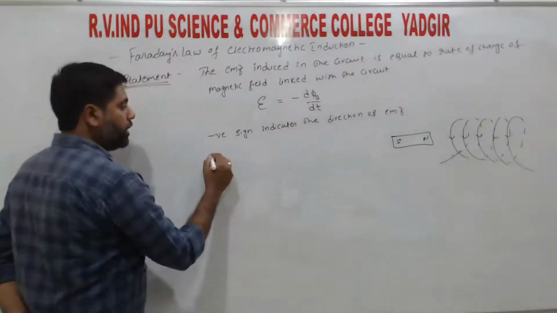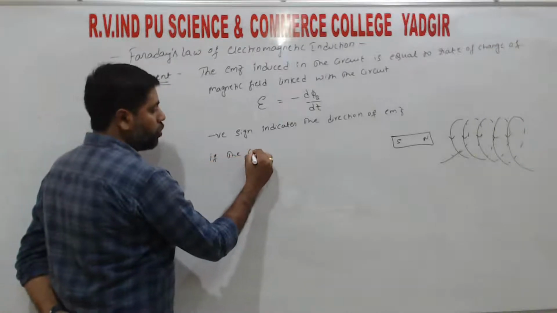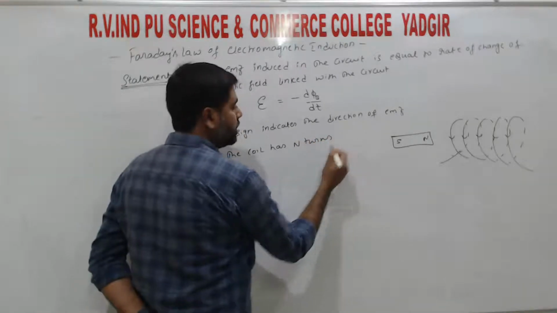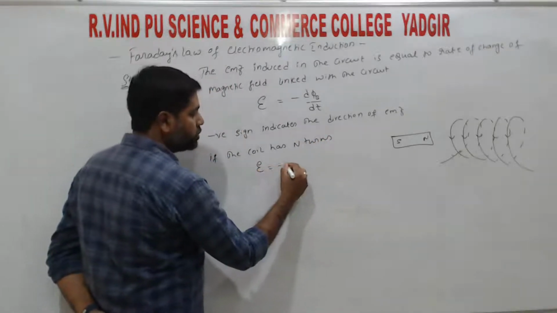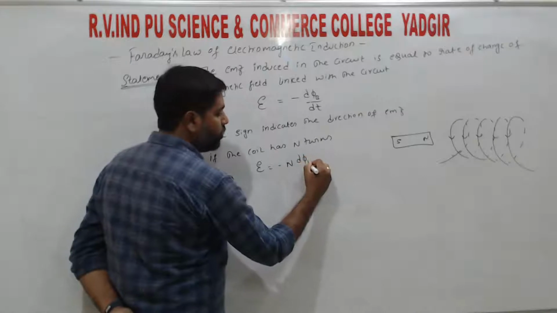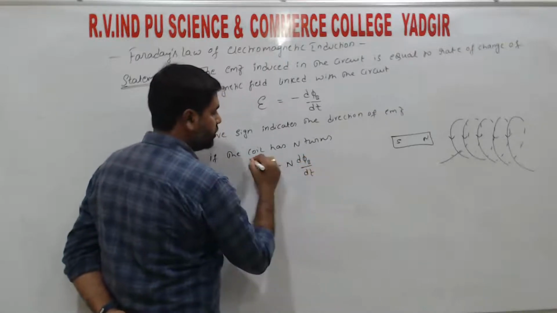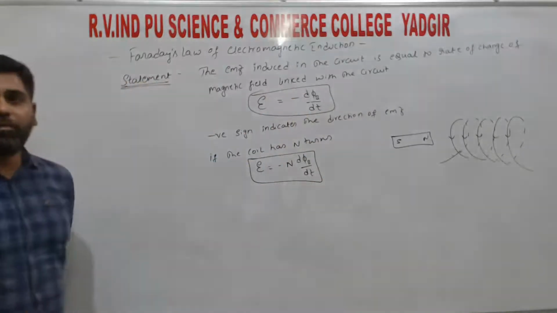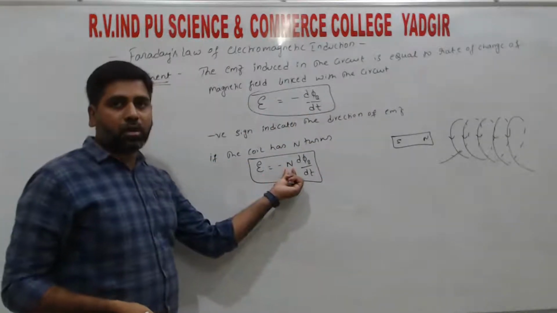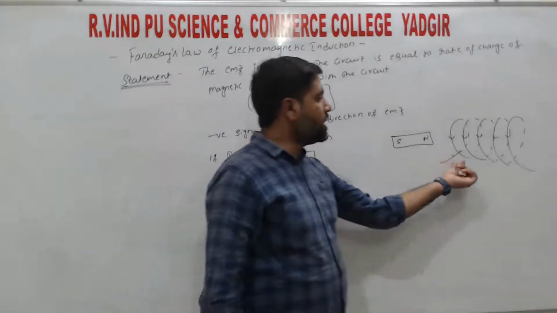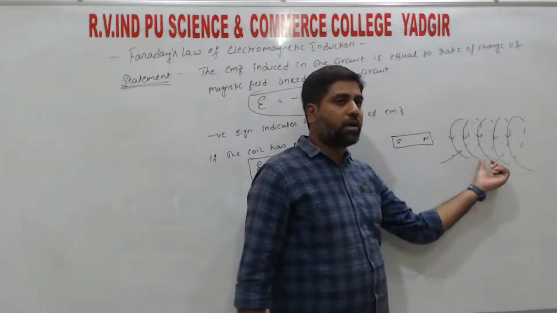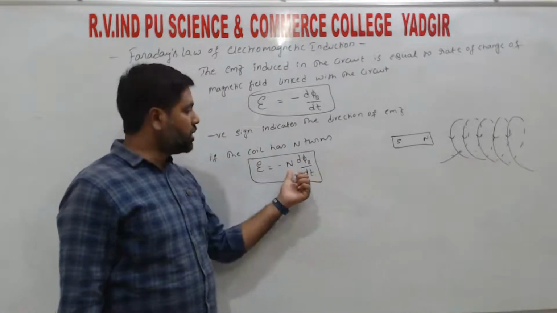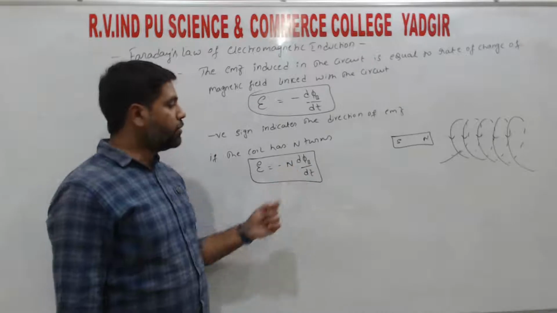Right? So if the coil has n turns, then the induced EMF E is equal to minus n dΦB by dt. So this one is the general statement. So n is included. Why? Because if the coil has more turns, for example 10 turns, then the n value becomes 10. If there are 12 turns, the n value becomes 12, right?